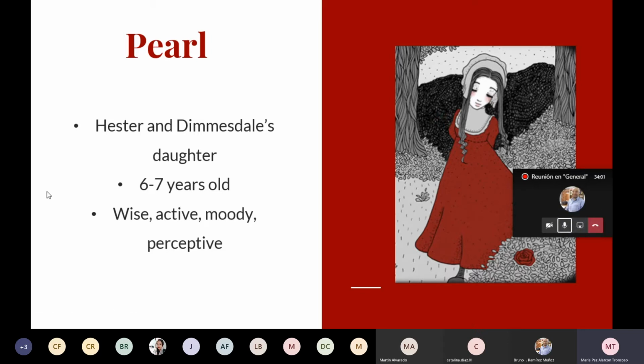Oh, I'm sorry, I was mute. I will start again. Pearl is Hester and Dimmesdale's daughter. She is their illegitimate daughter. She is 6 to 7 years old. She is 7 when her father dies. She is really wise, active, moody, and perceptive.